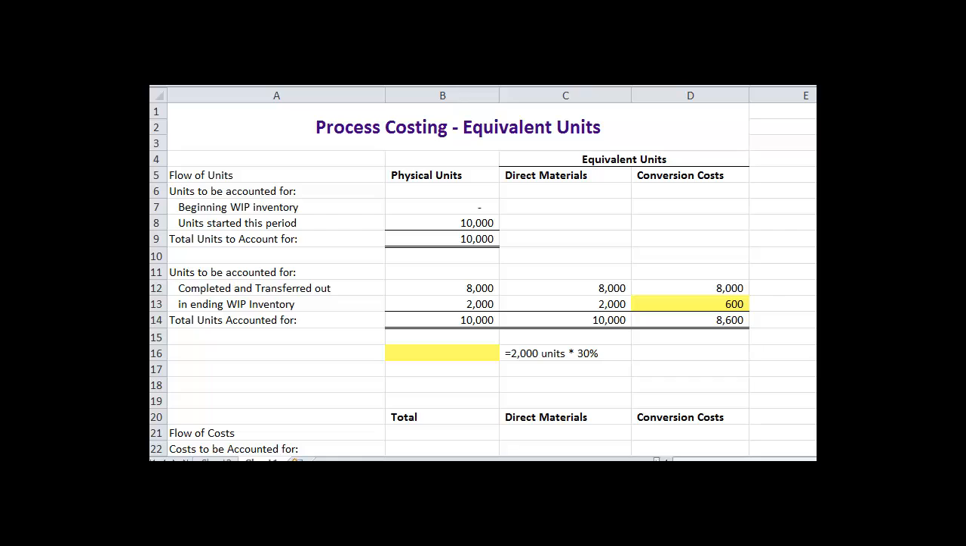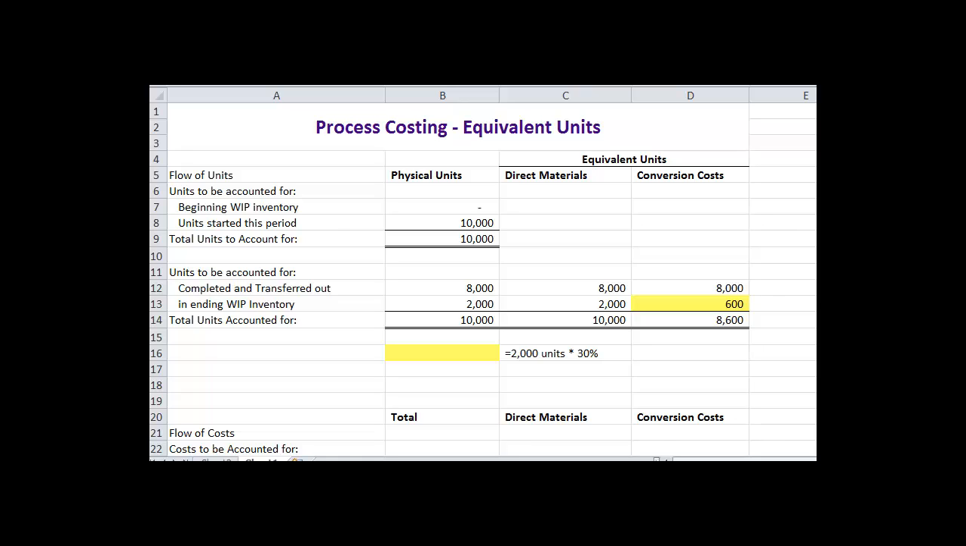First, the flow of physical units must be summarized. This uses the formula beginning inventory plus transfers in minus transfers out equals ending inventory. There was no beginning inventory. Transfers in is 10,000 units. Transfers out are 8,000 units. So the work-in-process inventory is 2,000 units.